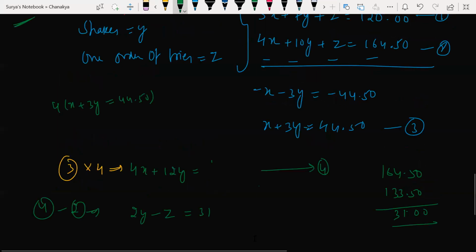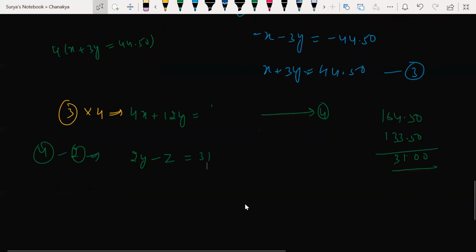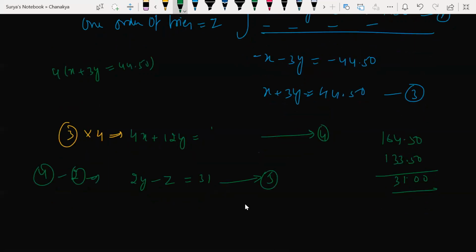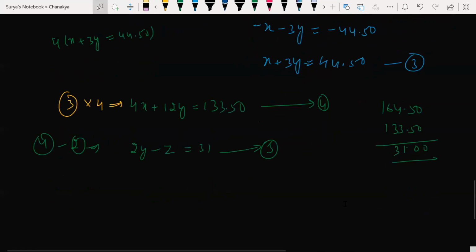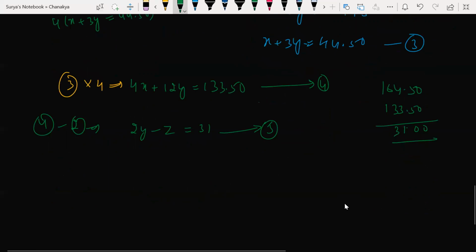Then how can I solve this now? Let us take this as the fifth equation. So what equations do I need to solve? Let us solve 3 and 5. What can I do? I can eliminate y here so that I'll get z. So the third equation I'm multiplying with 2, and the fifth equation I'm multiplying with 3 and subtracting them. All right.